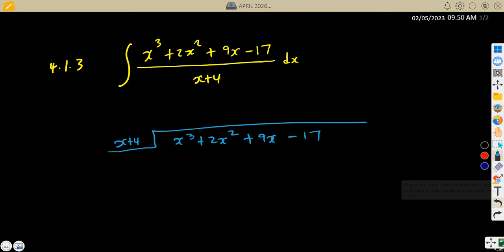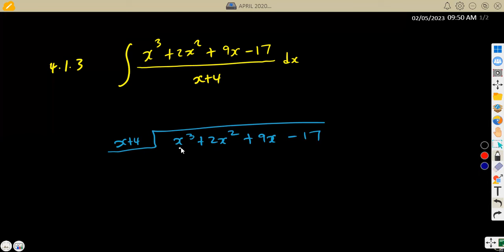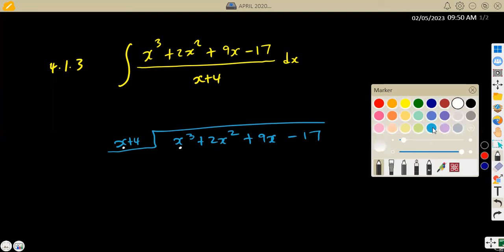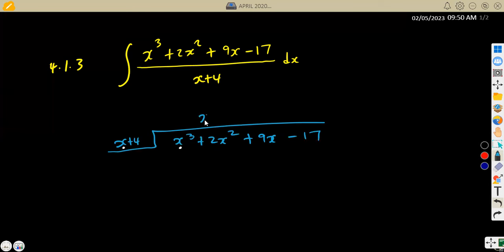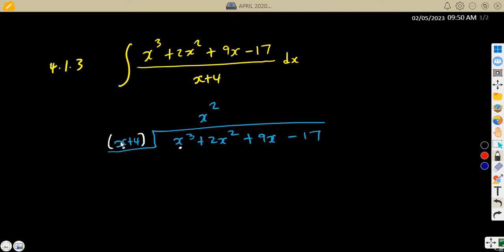Okay, so from our mathematics N3, guys, we said if we are dividing, always we divide the first term versus the first term. So x cubed divided by x gives us x squared. Then whatever you get here, you multiply back everything in this bracket. So x squared times x is x cubed, and x squared times 4 is 4x squared.